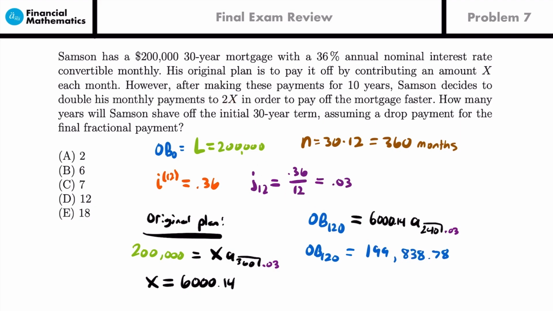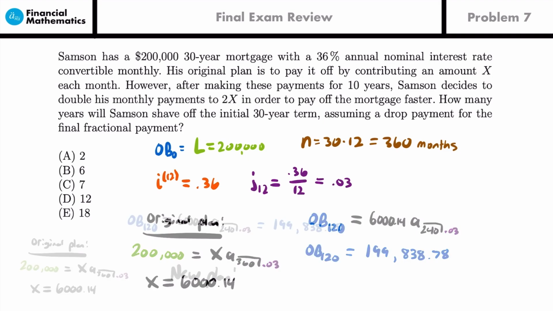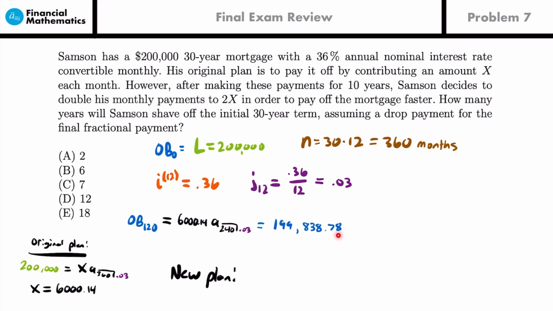Now, let's set up what that new plan would look like, where this outstanding balance is the new loan balance, right? This is how much he has left after 10 years, and so this is how much needs to be paid off by those payments of 2X every month. So let's set up that equation now. For the new plan, this is our new loan balance, or present value. We'll have 199,838.78, and that will be equal to payments of 2X.